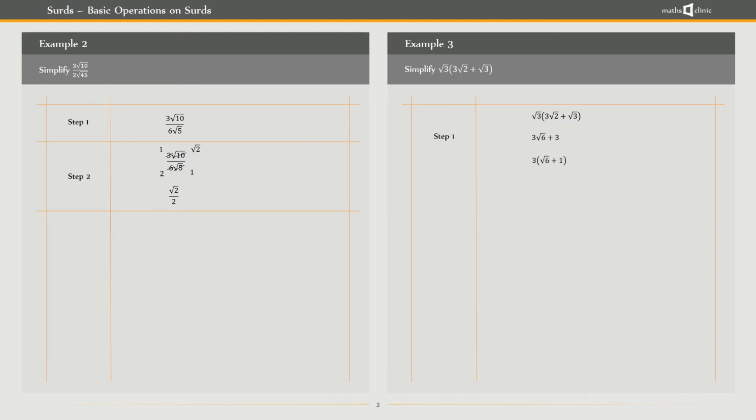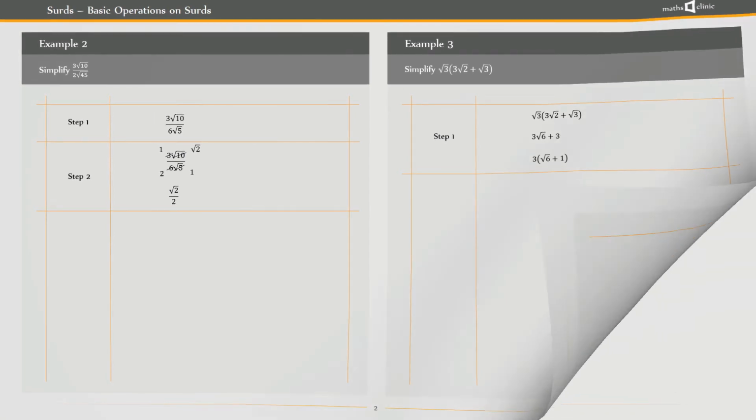Okay, and then we can actually factorize this using 3. All right, basically we bring 3 outside the bracket, and what we end up with is 3 outside the bracket, root 6 plus 1. Okay, and that's pretty much straightforward. There really isn't much to it. All right, now let's go over to our last example.